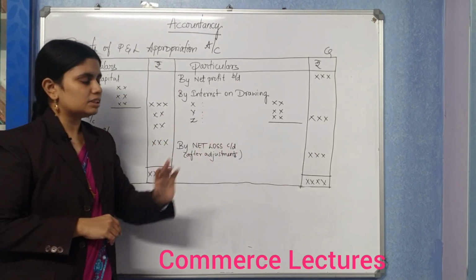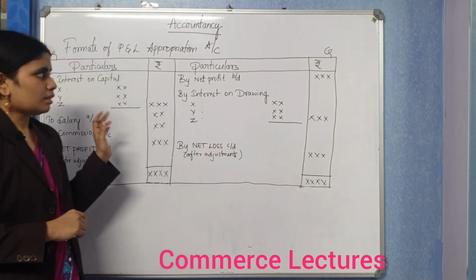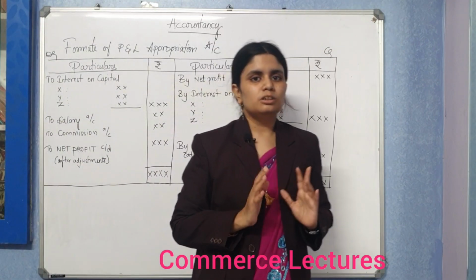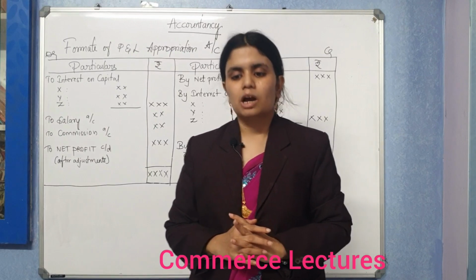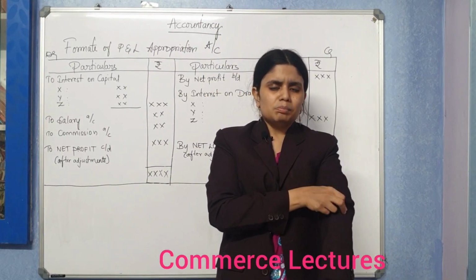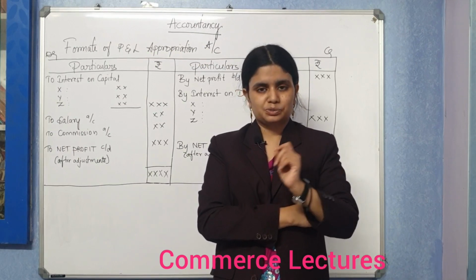Okay, take that in the outer column. So this is the format with regards to the profit and loss account, profit and loss appropriation account. In the examination, compulsory one question will be asked from this.